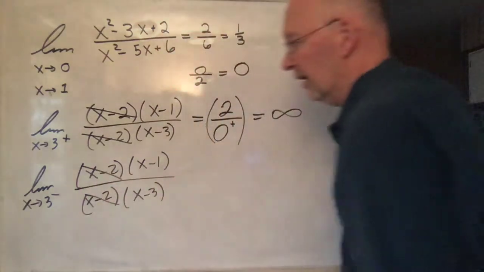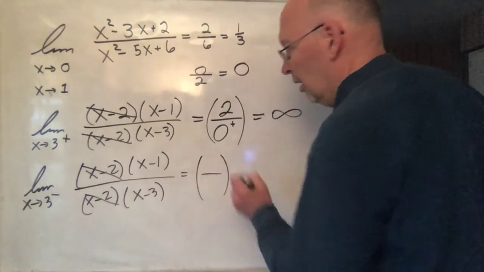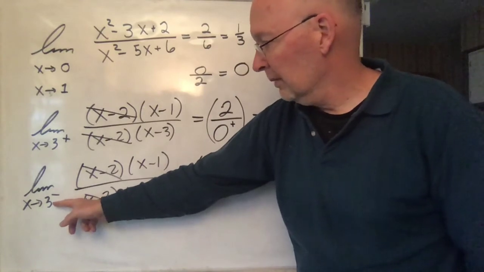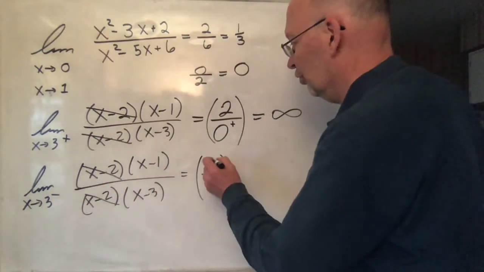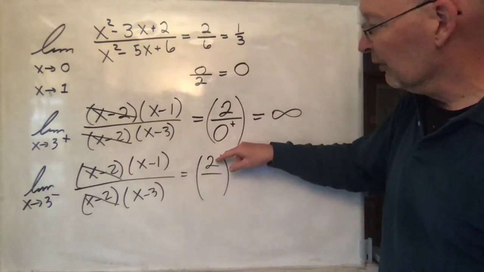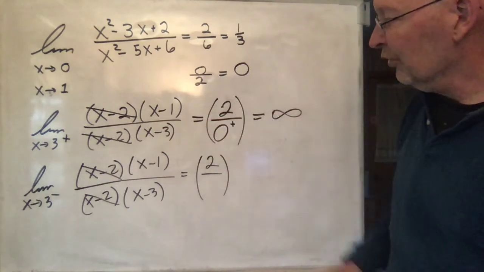Those cancel again. The top is still approaching 2 because this is approaching 3. When you subtract 1, it's going to approach 2. 2 is a positive number. It doesn't matter whether it's a little bit bigger than 2 or a little bit less than 2. The point is it's very, very close to 2.